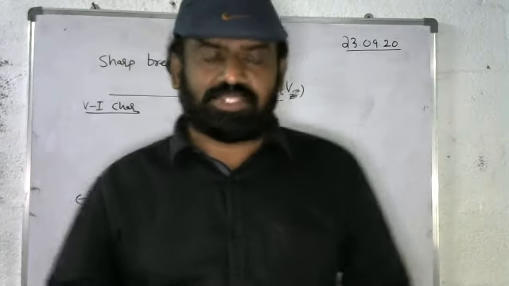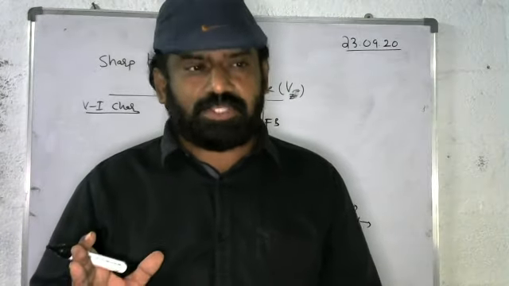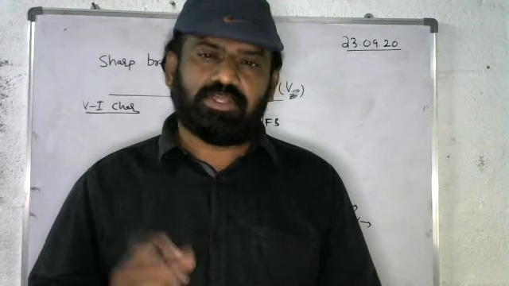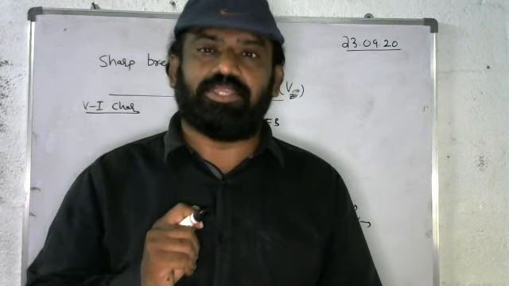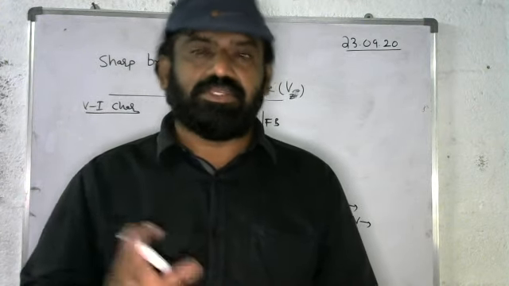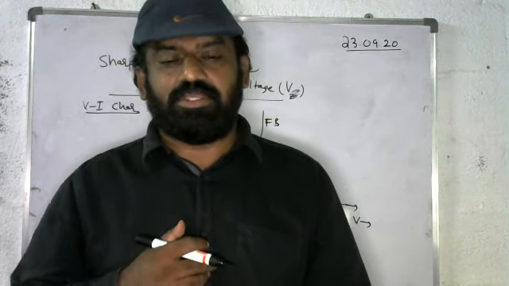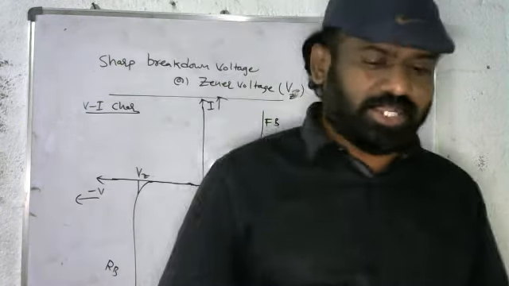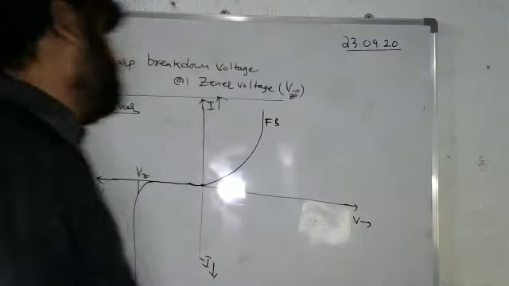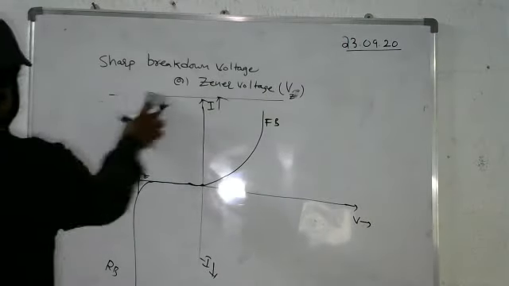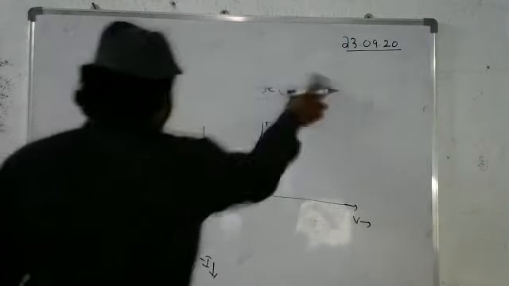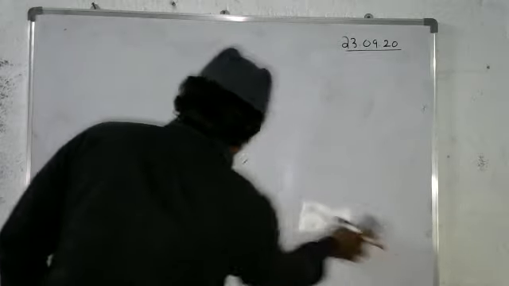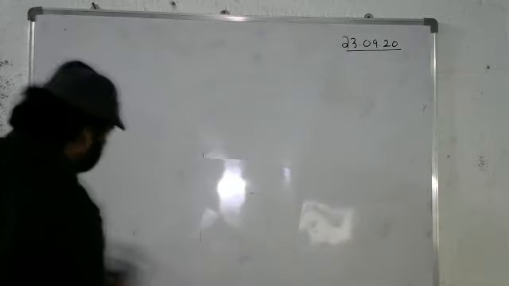Listen to the definition once again. At a particular voltage in reverse bias condition, the current increases rapidly. That voltage is said to be Zener voltage. Got it? Right. Next. This Zener diode is generally used as a voltage regulator. Now let us see the 4 marks question, which carries 4 marks.